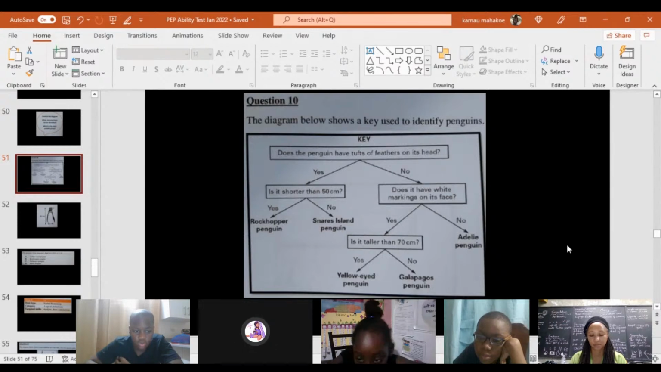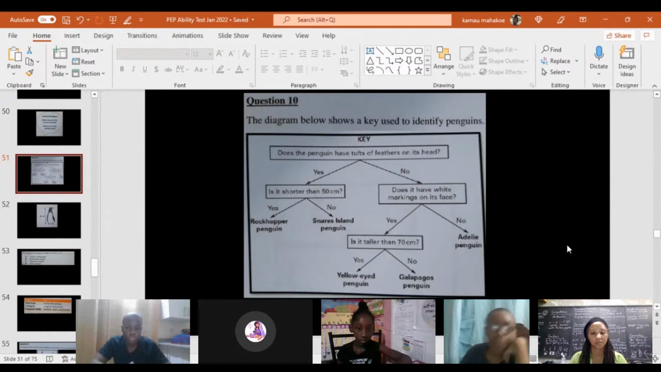Question 10. The diagram below shows a key used to identify penguins. Key. Does the penguin have tufts of feathers on its head? Yes. Is it shorter than 50 centimeters? No. Does it have white markings on its face? Under yes, yes. Rockhopper penguin. No. Snares Island penguin. Under no, yes. Is it taller than 70 centimeters? Yes. Yellow-eyed penguin. No. Galapagos penguin. Under no, we have Adelaide penguin.